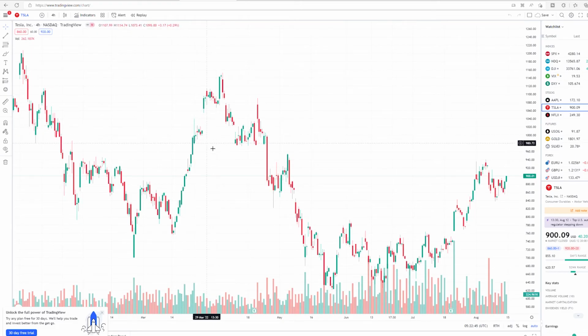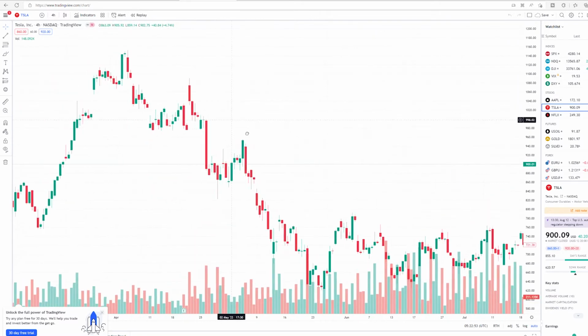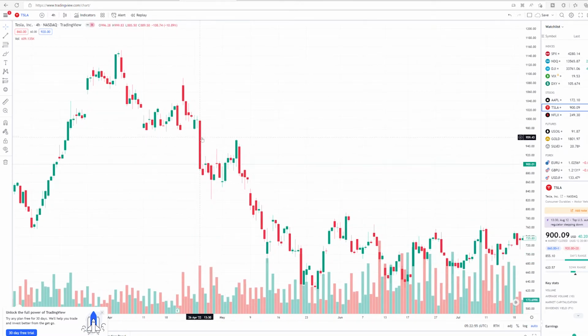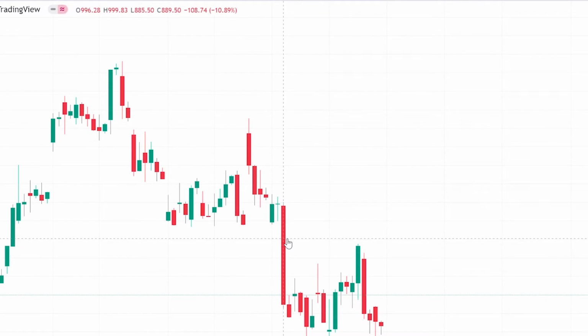Each one of these candlesticks indicates a 4-hour time period where the stock moved. So right here, I'll show you this one, for example. Let's zoom in on this one. As you can see, this huge red candlestick here, on the top, you can see it has an O for open, an H for high, an L for low, and a C for close. This stock right here opened at $996.28. It had a low of $885, so it dropped more than $100. But then it closed at $889, so it ended up closing a little bit above that.